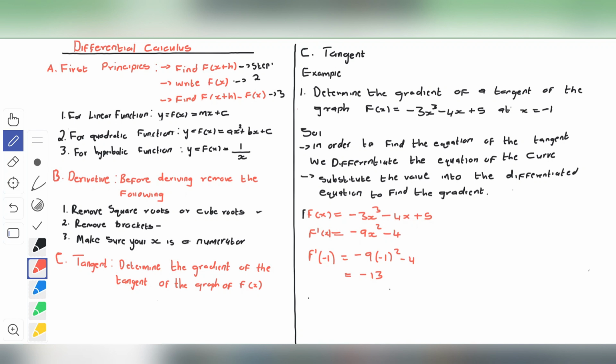So you can see that whenever questions come like for the tangent one, don't panic, guys. Whenever they say determine the equation of the tangent, use the steps that are written here. You differentiate the equation that you are given, and then substitute the value into the differentiated equation. Then that's it. Then we are done with the tangent and the derivative.